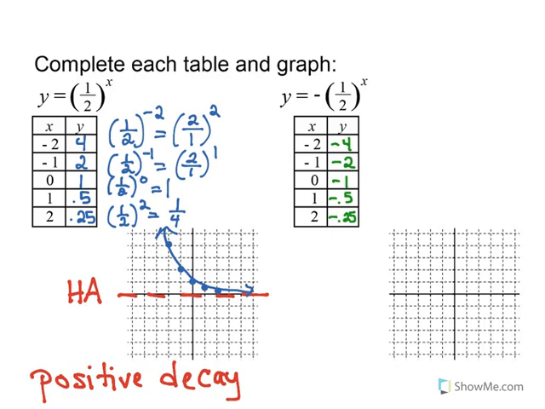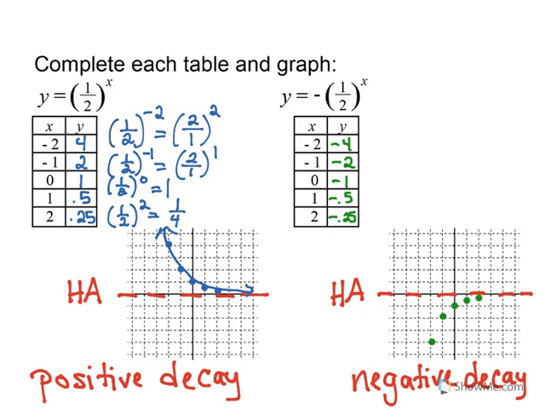So let's just speed this up a little bit here, because I know this is taking a bit of time. We have the point -2, -4. And then we have -1, -2, 0, -1, 1, -1/2, and 1, -1/4. I'm going to draw in my horizontal asymptote right there along y equals 0. Okay, and this is going to be what a negative decay model looks like. All right, bear with me. We're almost done. One more slide here, and then we'll take a break.